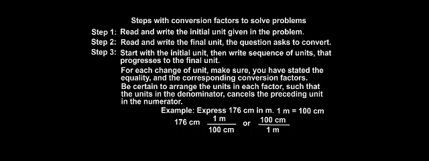Now read step 3. Be certain to arrange the units in each factor such that the units in the denominator cancel the preceding unit in the numerator. Hence, the conversion factor 100 centimeters divided by 1 meter is not the right fraction, as the units cannot be cancelled. Now multiply 176 centimeters with the conversion factor 1 meter divided by 100 centimeters. Cancel the units, that is centimeters, in the numerator and the denominator. Equals 1.76 meters. The number 176 centimeters has three significant figures, and the answer 1.76 meters also has three significant figures.